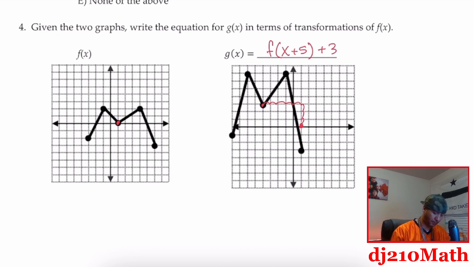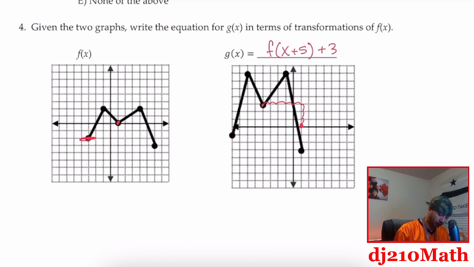So first let's look at horizontal stretch, if there even is one. So I'll just go from here to here. So this is going to be 1, 2, 3, 4, 5, 6, 7, 8, 9 spots. So let's check from here to here. 1, 2, 3, 4, 5, 6, 7, 8, 9 spots. So there was no horizontal stretch or shrink. It stayed the same horizontally, right?